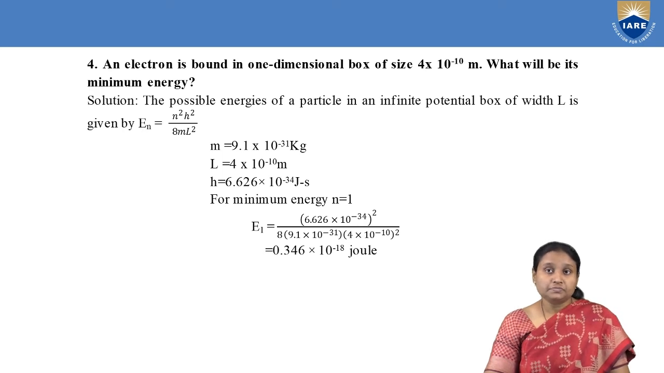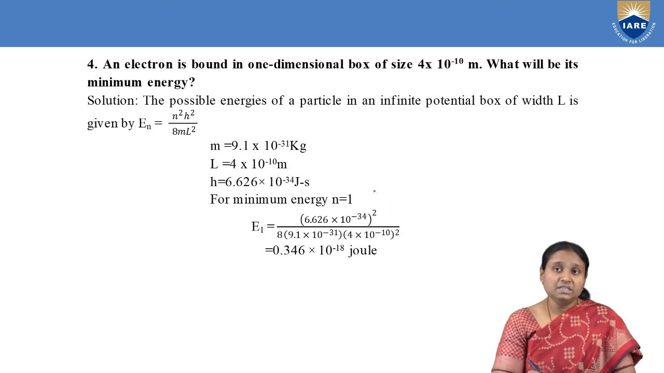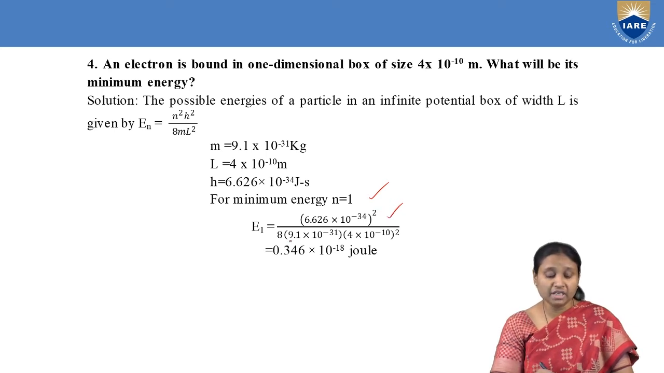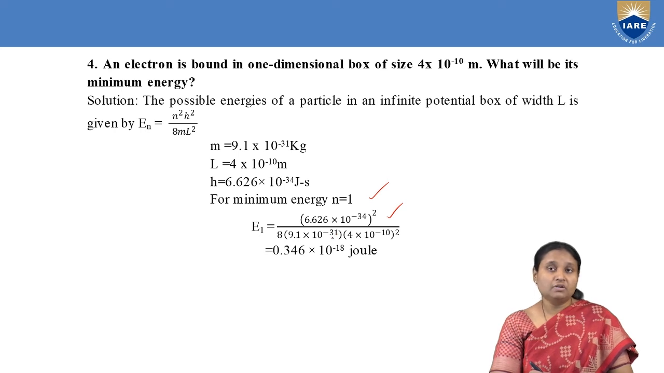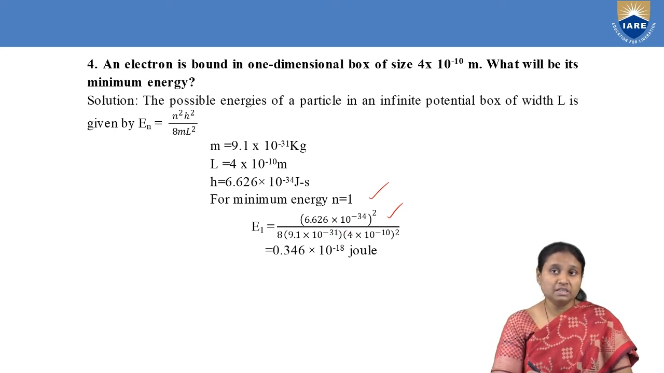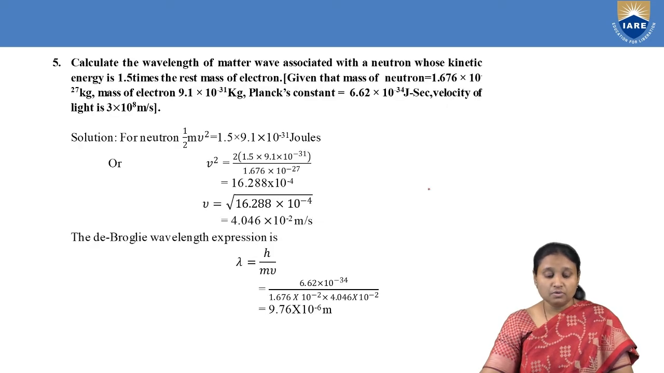Now here, again we were given the width of the box, which is 4 into 10 power of minus 10 meters. Again we were talking about an electron, and we need to find the minimum energy. We know that for minimum energy, again we have to take n is equal to 1. In place of h, we'll substitute 6.6 into 10 power of minus 34, divided by 8 into the mass of the electron, 9.1 into 10 power of minus 31, into the width of the box, which is given as 4 into 10 power of minus 10. If we do it, this is the value of energy in joules.